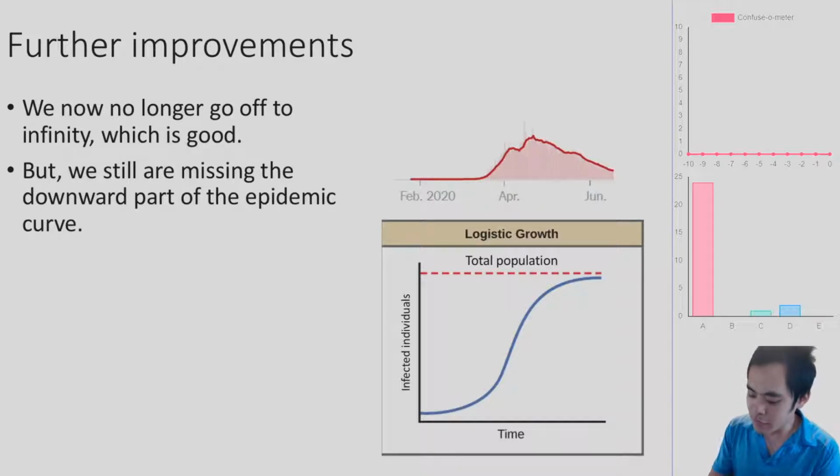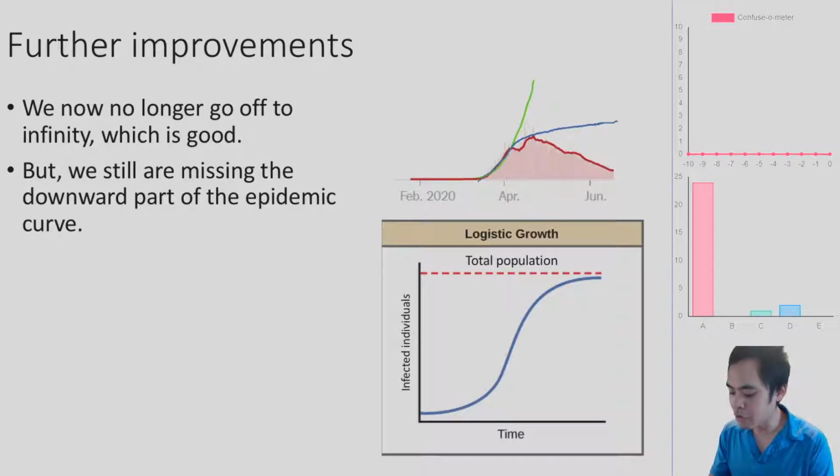So now, our original exponential model went like this. Actually, let me use a different color for that. Our original exponential model went like this. Our new model goes like that, or something like that, but it doesn't ever go back down. So how do we get the number of infected to go back down in our model?